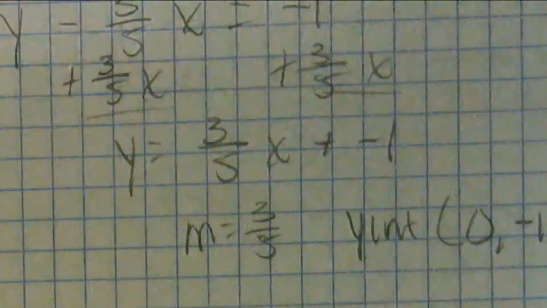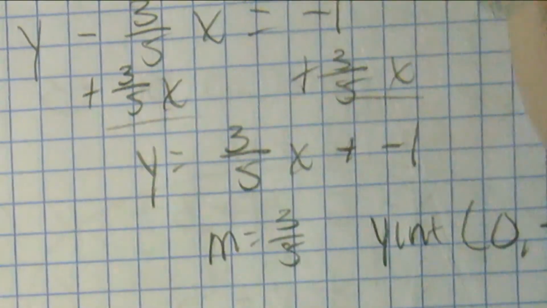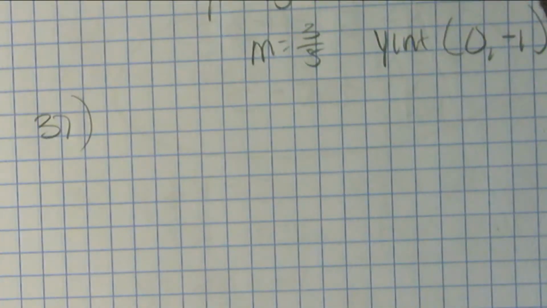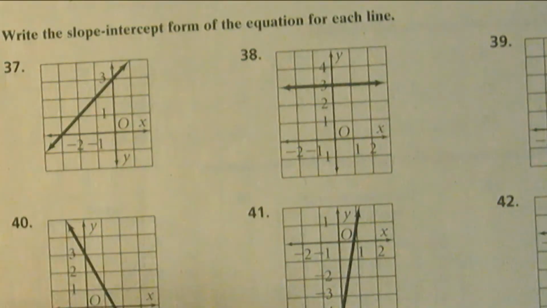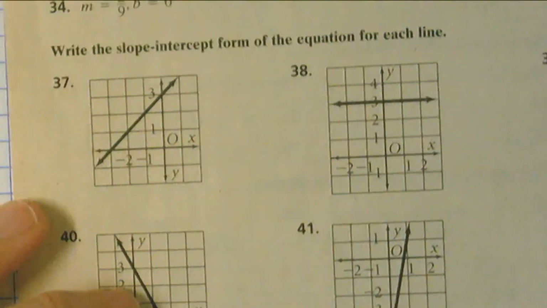All right, let's take a look at number 37. So everyone take a look at number 37. Chris, sit up. Everyone take a look at number 37. All right, 37 has given us this graph. The directions were, write an equation in slope-intercept form for the line.